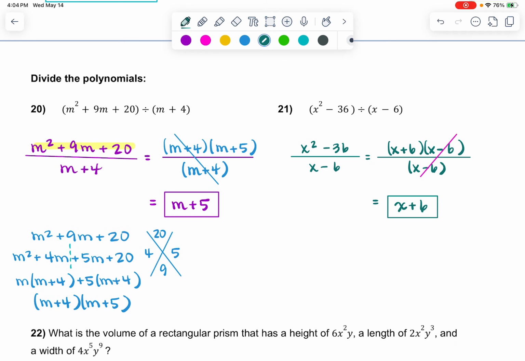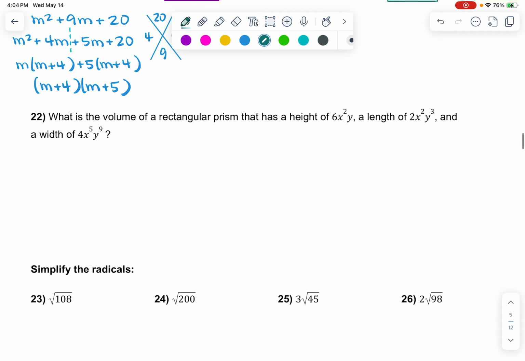Okay. All right, last few here really quick. Number 22, what is the volume of a rectangular prism that has the height, this length, and this width? Well, you just need to remember, we've seen this on tests before, right? That volume is just length times width times height, right? So when they're asking you for the volume, they literally just want you to multiply all 3 of those expressions. So 6, I'm not even going to put them in parentheses. I'm just going to put them in little multiplication dots. So 6x squared y times 2x squared y cubed times 4x to the 5th y to the 9th.